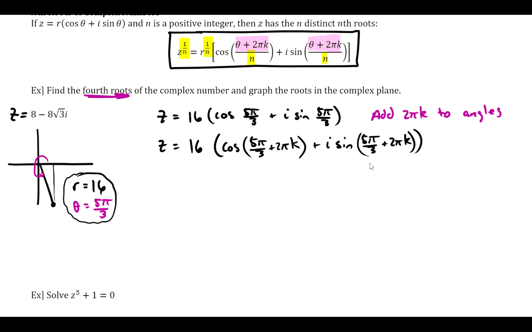Now I can start to divide, or not divide, let's put in our radical. We are finding the fourth root. So I'm going to modify this and say that's the fourth root, 1 over 4. That means the 16 needs a 1 over 4 power. And then our angles right here need to get divided by 4.